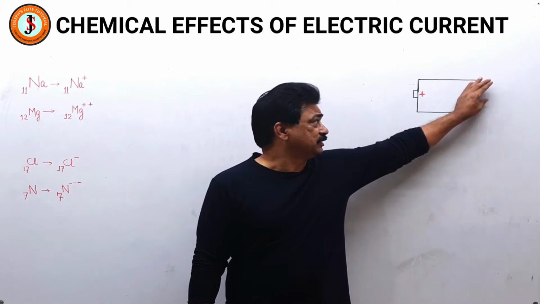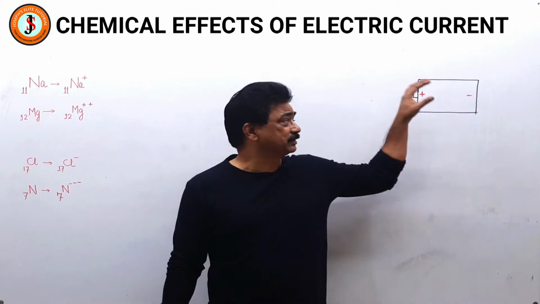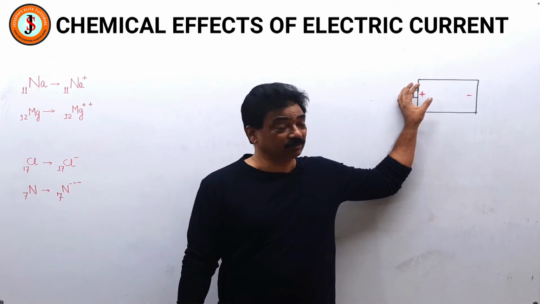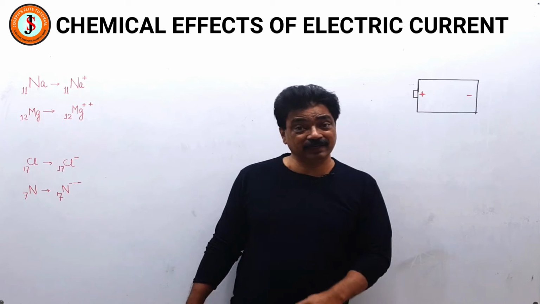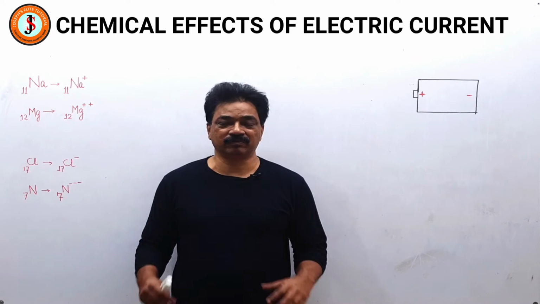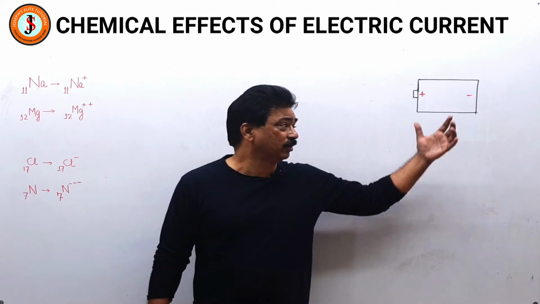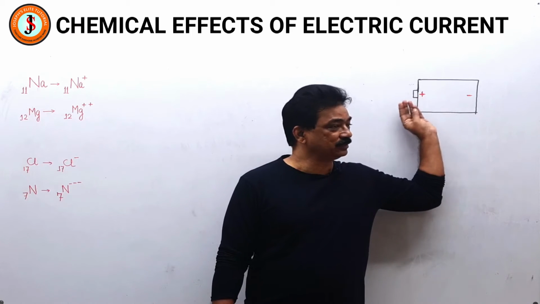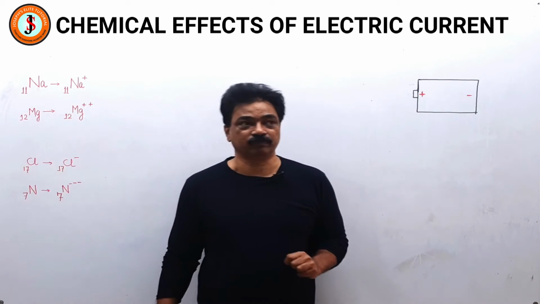So that means there is scarcity of electrons on the positive terminal and abundance of electrons in the negative terminal. So actually in electrical sense, or in terms of physics, we call that there is a potential difference. This is at low potential and this is at high electrical potential.